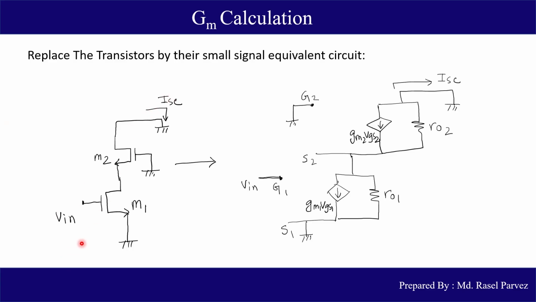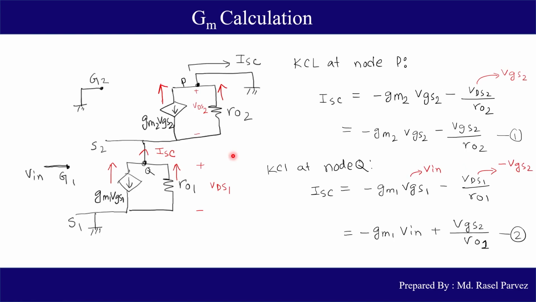Now, to evaluate Isc divided by Vin, we have replaced the MOSFETs with their pi equivalent circuits. Here we have applied KCL at node P. We can see that Isc is formed by these two current components, but the actual direction of current in these two branches are opposite. So we have applied a minus sign before these two terms. Then VDS2 is replaced by VGS2. Why is that? Because the drain terminal is grounded and the gate terminal is also grounded. So we can say that this point is the same point as this. So we have replaced D with G.